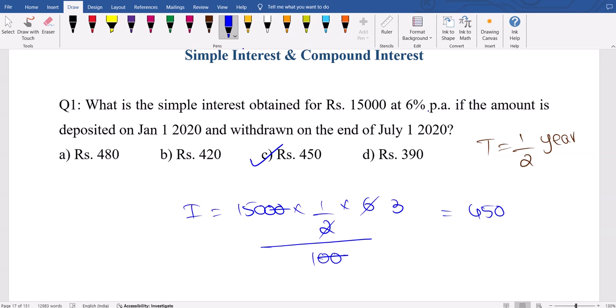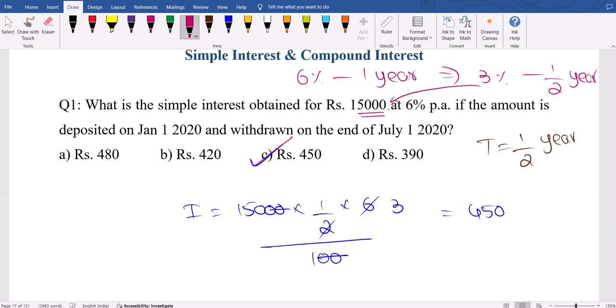But what I generally do is, 6% for 1 year. That was using the formula. Without the formula, 6% for 1 year, so half of the year means 3%. Always, interest should be calculated on principal. So 1% is 150, 3% means 450 directly. Interest is calculated on principal. Profit and loss is calculated on cost price by default. Interest is by default calculated on principal.